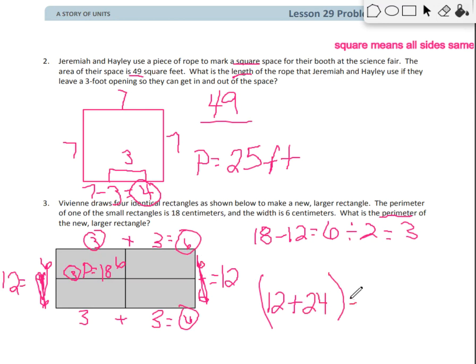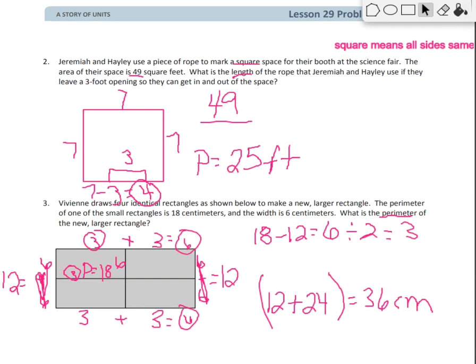And 12 plus 24 is 36 centimeters. They're not square centimeters because we are looking for perimeter. We are not looking for area. I can't talk today, guys.